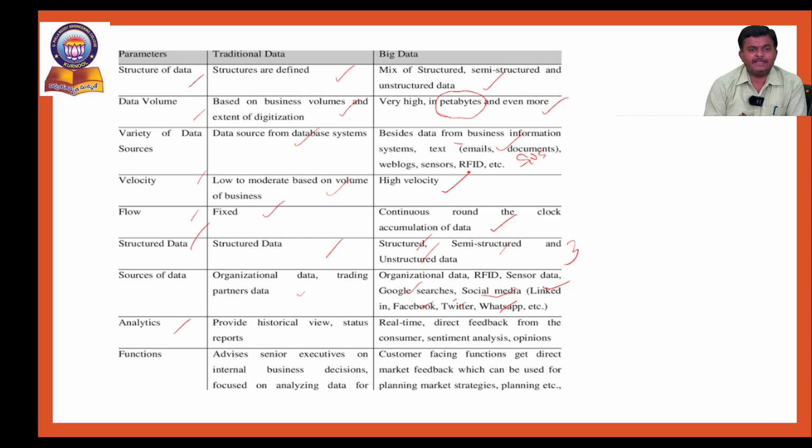Coming to analytics, traditional database systems provide only a historical view and status reports, but with big data, real time direct feedback from the consumer, sentiment analysis, and opinions can be retrieved. Functions: traditionally it advises senior executives on internal business decisions, with a focus on analyzing data for business. With big data, customer facing functions get direct market feedback, which can be used for planning marketing strategies, other plannings, etc.